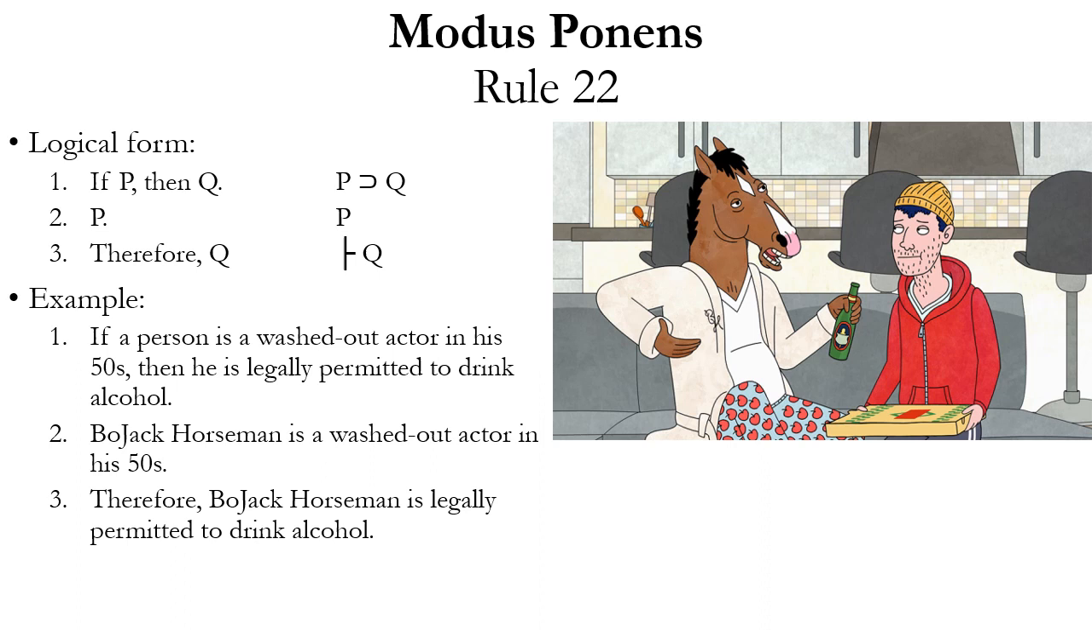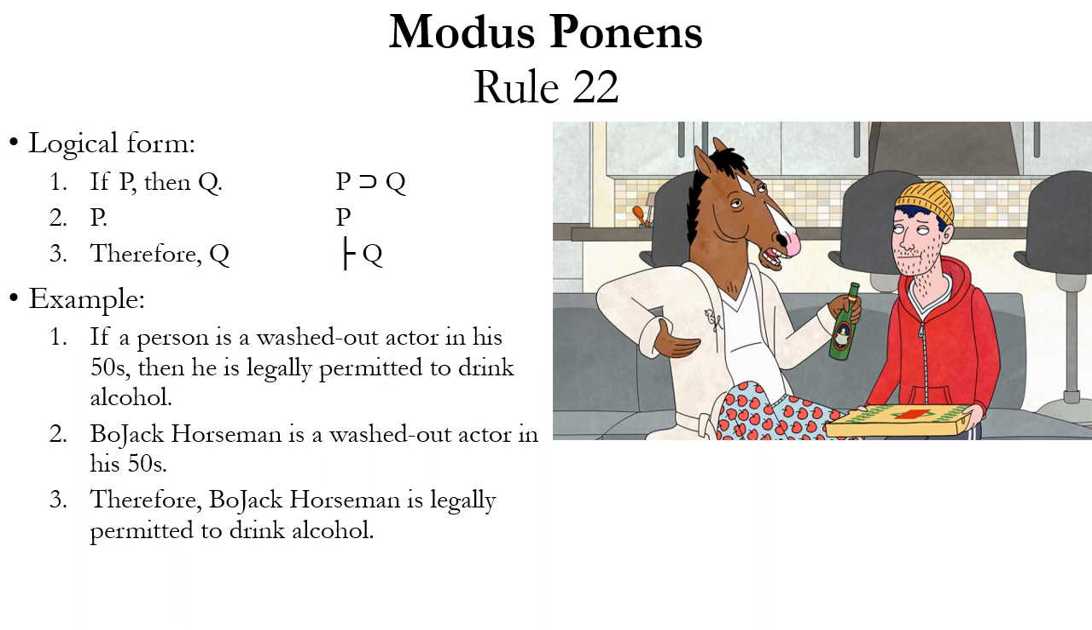Rule 22 is Modus Ponens. This is Latin for the mode or method of affirming. The logical form of a modus ponens argument is if P then Q, P, therefore Q. It's called modus ponens because the first premise is a conditional, if P then Q. The second premise affirms the antecedent of that conditional. It says the antecedent P is true.